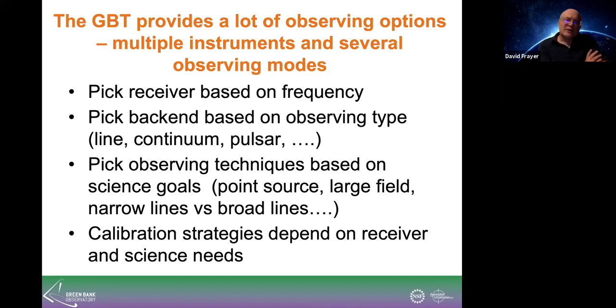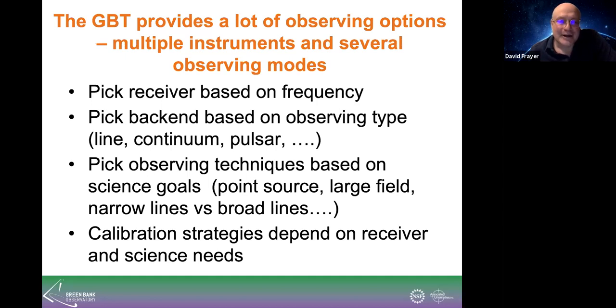This makes it extremely powerful, but it's also more challenging in terms of doing the software reduction on the data. If you observe with ALMA or the VLA, for example, you can only observe in a few different ways, and that way you can write pipeline software to handle those use cases. The GBT, we open it up. We let users turn all the different knobs, basically.